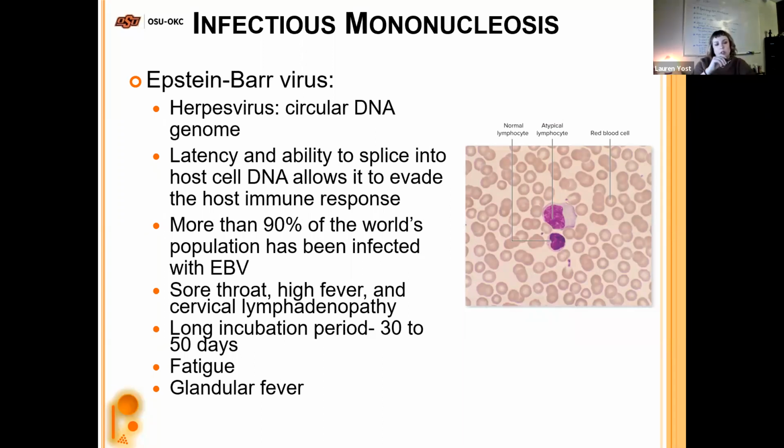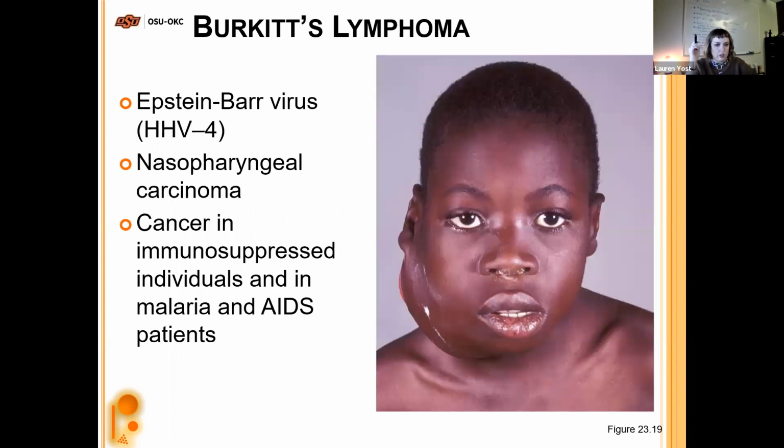Symptoms are sore throat, high fever, and cervical lymphadenopathy, so very swollen, tender lymph nodes in the neck area. There's a long incubation period associated with it. You might have it for like 30 to 50 days before you start having that prodromal period pop up. Then fatigue and glandular fever are also associated with this pretty typically. It can eventually lead to the development of Burkitt's lymphoma. Burkitt's lymphoma is associated with Epstein-Barr infection, which is what causes mono.